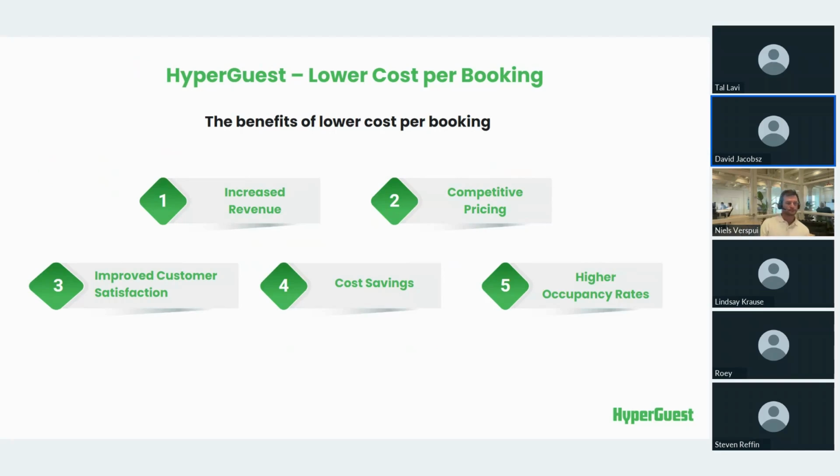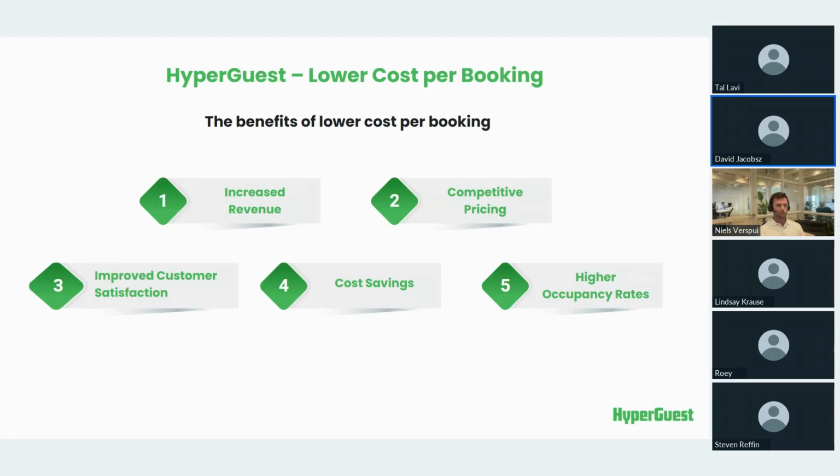Cost savings, that's what we talked about all this time, is that you want to lower your distribution cost. That is what you try to lower. And if you can lower that, then your bottom line will look much better and your revenue ultimately will increase. And then, of course, higher occupancy rates.